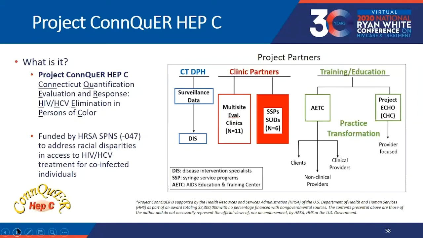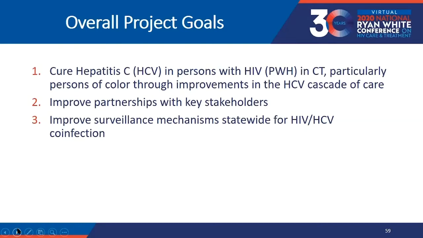Our overall project goals were, first, to cure hepatitis C in persons with HIV in Connecticut, particularly persons of color who do dominate the landscape, through improvements in this cascade of care. We also wanted to improve partnerships with key stakeholders and certainly improve the surveillance mechanisms statewide for the co-infected population. Next slide.